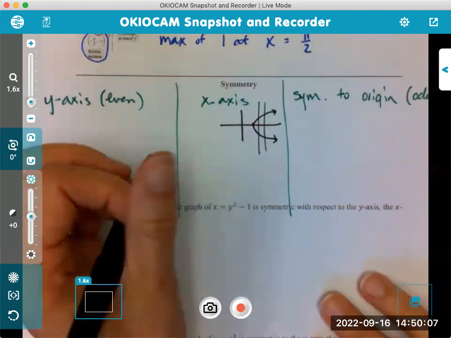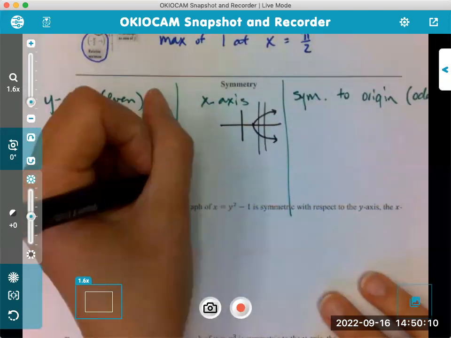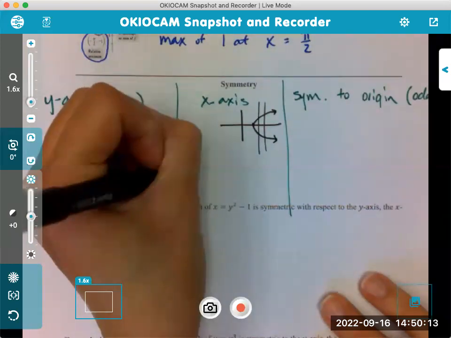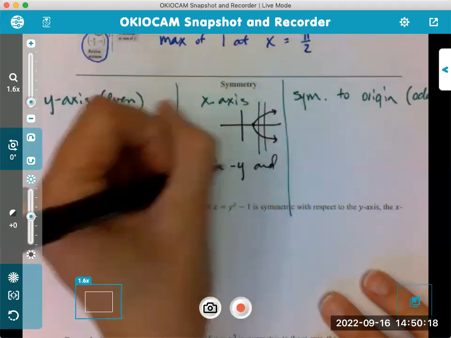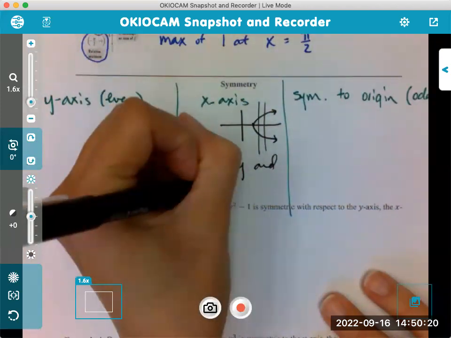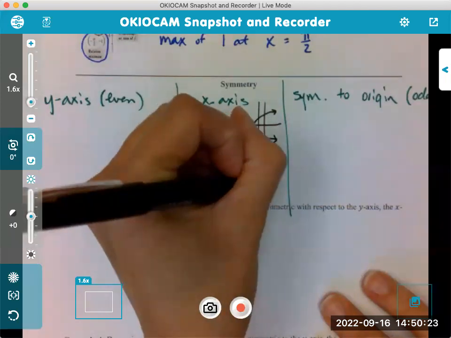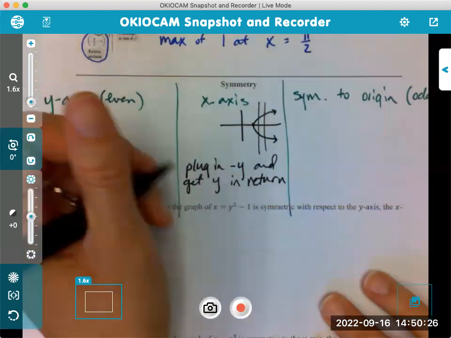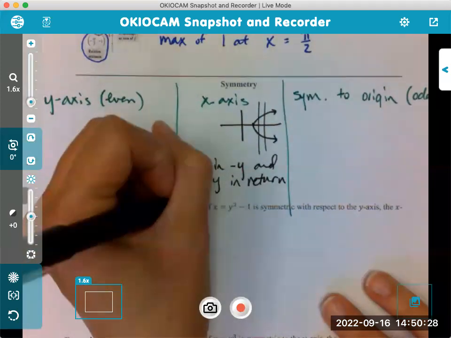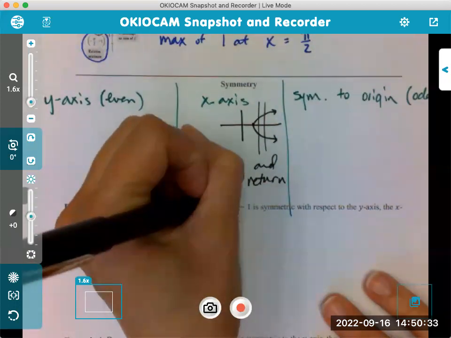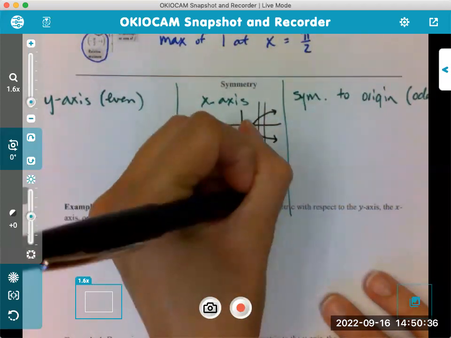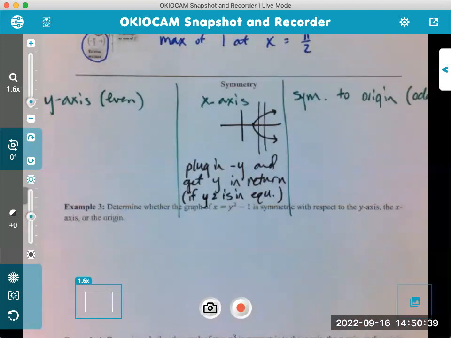But essentially, if you plug in a negative y and get positive y in return, then you're x-axis symmetric. Oh, and in really broad strokes, if y squared is in the equation, you know automatically you have x-axis symmetry. Again, that's really broad strokes there.